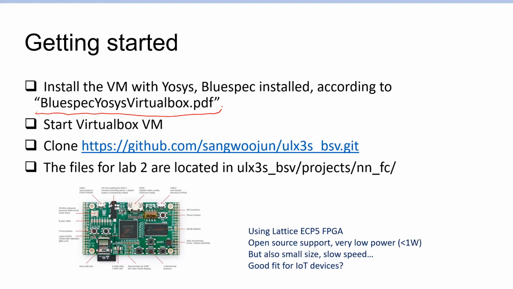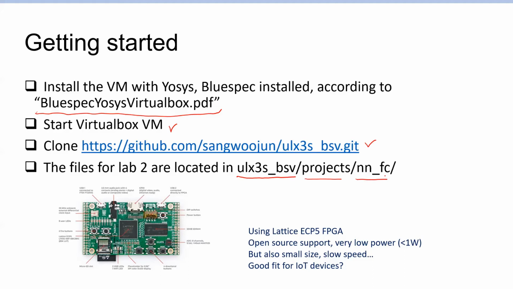And once you have the VM installed, you start the VirtualBox VM and then clone this Git repository. I think it should also have a shell script in there that says clone project or something, which clones this Git repository automatically. But if it doesn't, this is the URL. All the files for Lab 2 will be located in the repository that is cloned, inside projects, inside neural network fully connected layer.